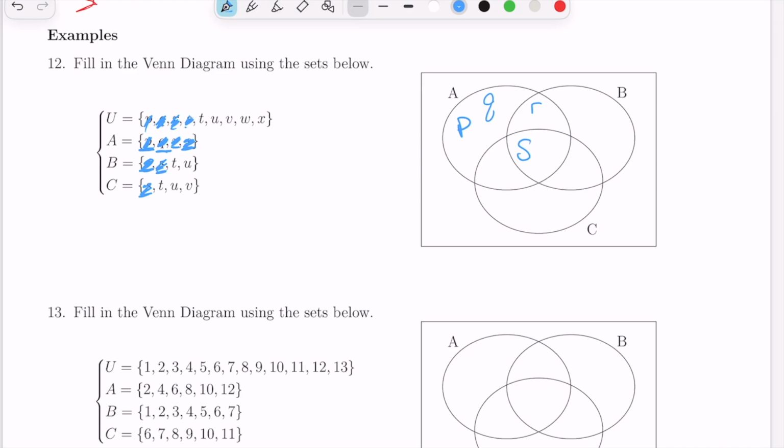Then I'll go down here to set B. A T occurs in both B and C, but not A. B, C, not A would be there. And I'll cross it out everywhere because I did it. U occurs in B and C, not A. Cross it out. V is only in C. Cross it out. And now everything else that I haven't put in A, B, or C just belongs in the universe. W and X both belong out there.